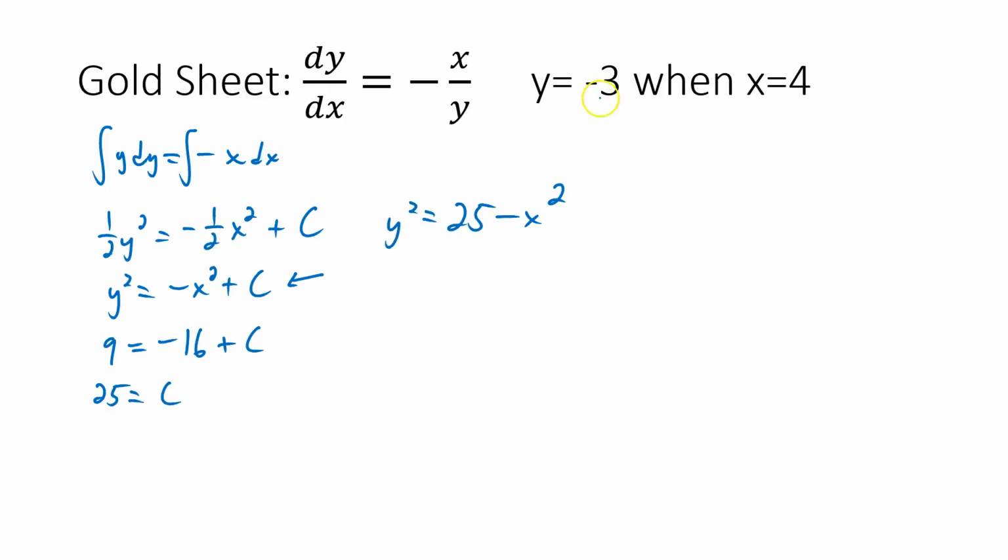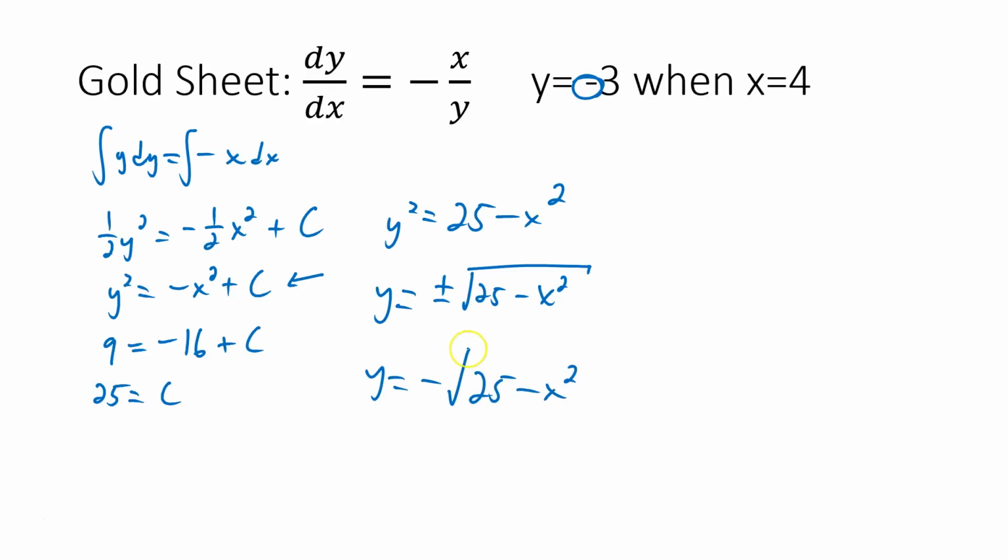So now we're going to take the square root of both sides to get y by itself, and of course we need a plus or minus the square root of 25 minus x squared. So you probably see the issue here, that plus or minus: this is a circle, right? We've seen so many semicircles, but this is a circle, and we can only choose one of those. So let's check our initial condition. When x is 4, 4 squared is 16, 25 minus 16 gives us 9. Square root of 9 is 3. We need it to be negative 3, so I want the negative. So y equals negative square root of 25 minus x squared. And that is our particular solution.